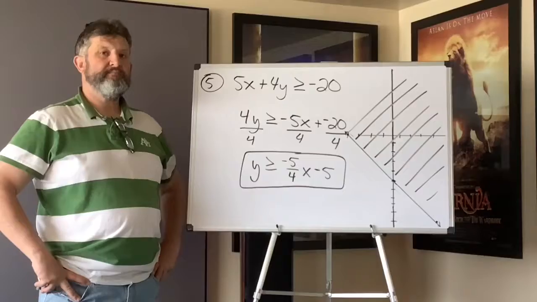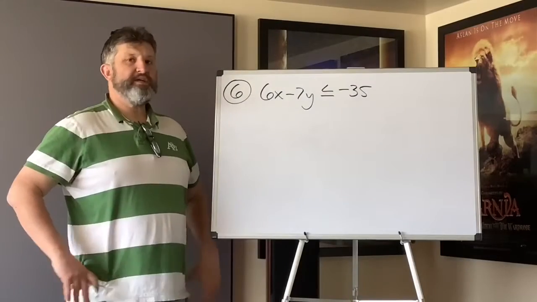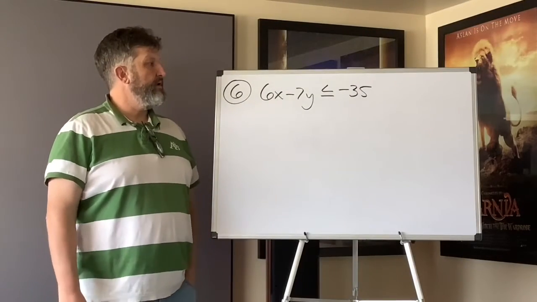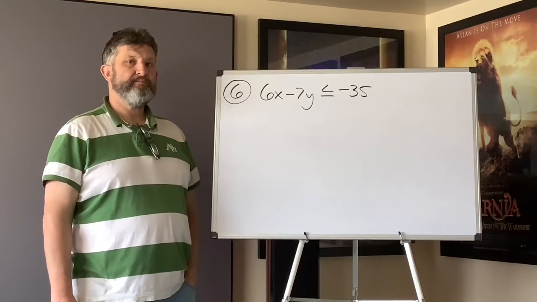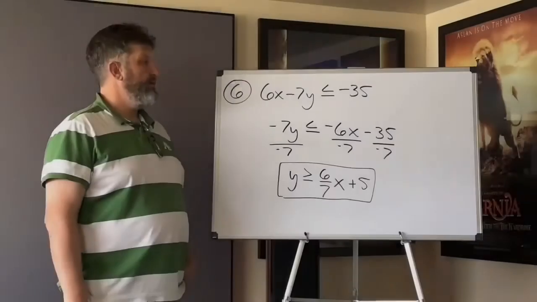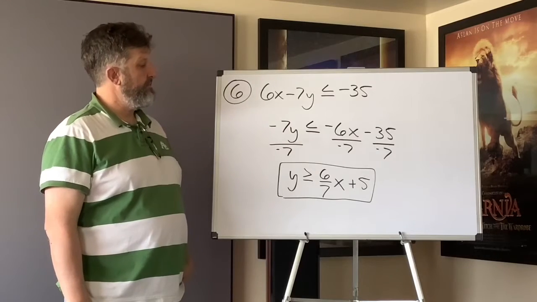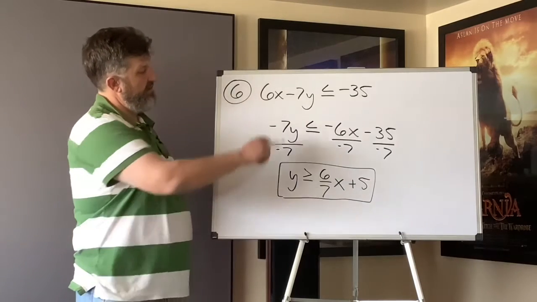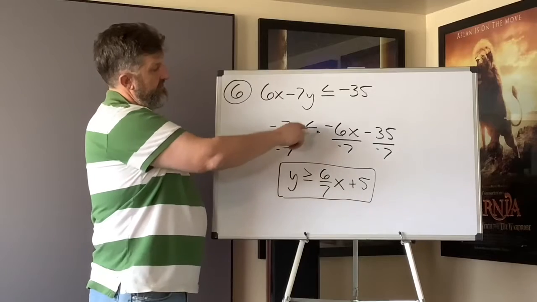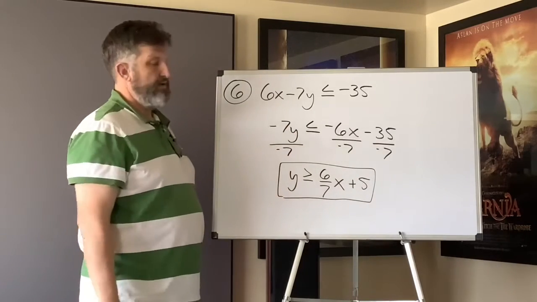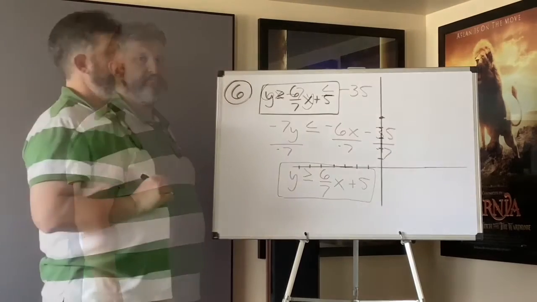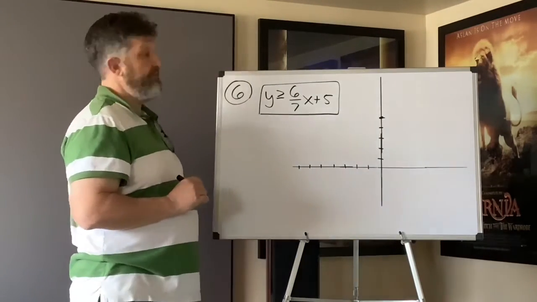All right. There's problem number 6. Get a copy down, solve for y. Okay, there's your answer. Did I remember to flip the inequality? Divide by negative 7. It was a less than, now it's a greater than. Bam. Okay, graph it.